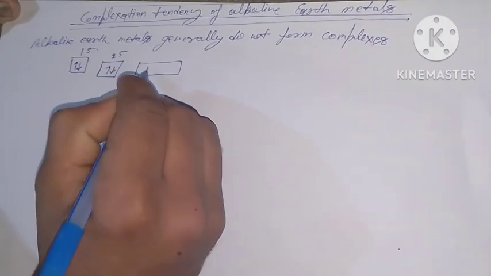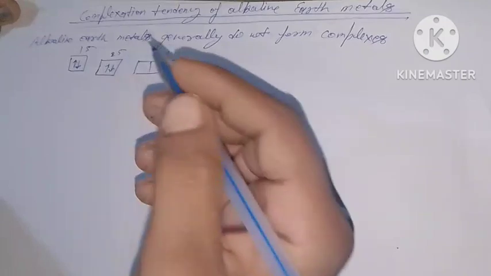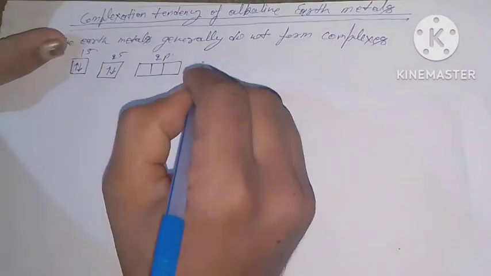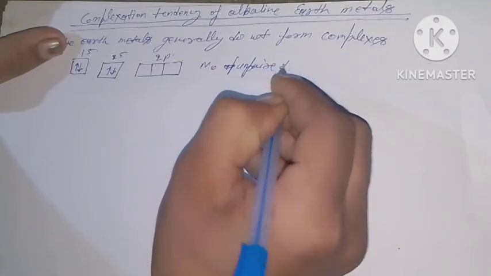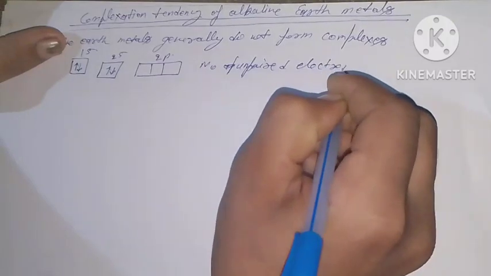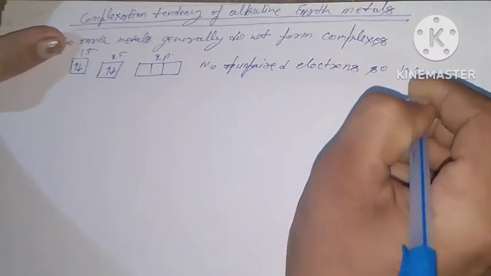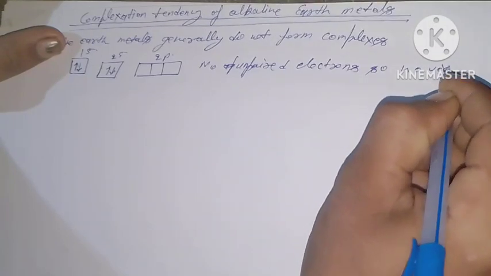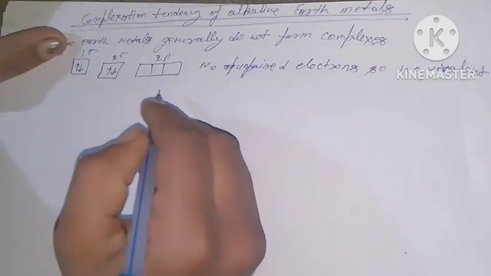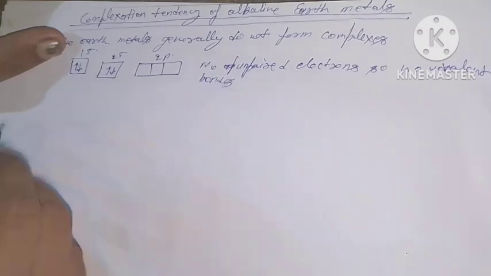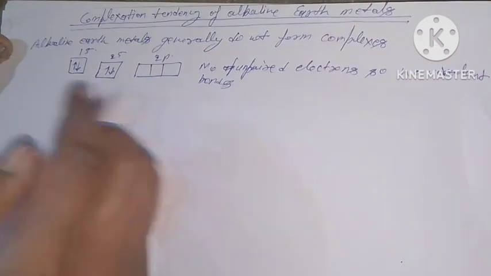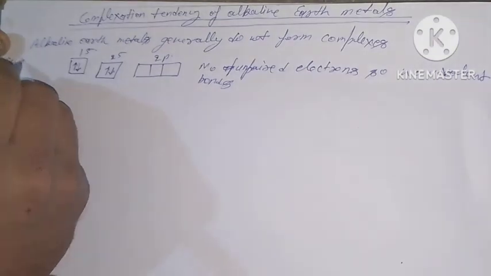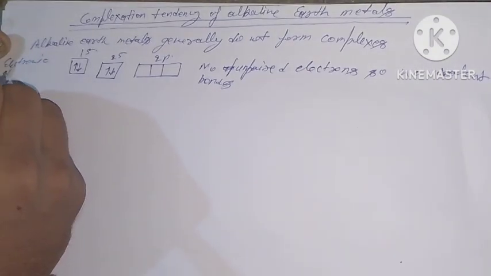1s, 2s, 2p empty. No unpaired electrons, so no covalent bonds. No unpaired electrons show no covalent bonds. This is the electronic structure of the beryllium atom.